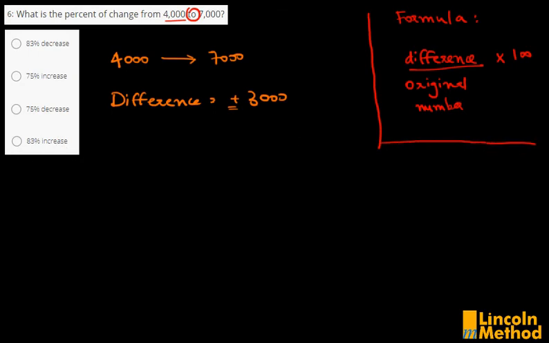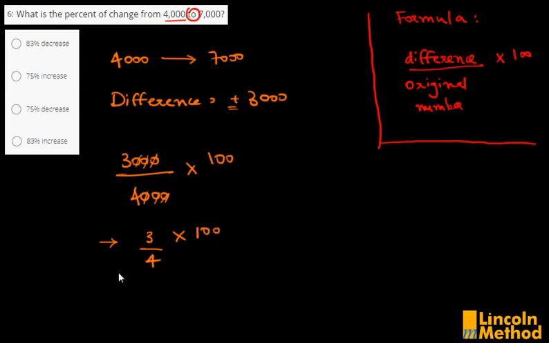So we know what the difference is. We also know what the original number is. So let's plug this information into the formula that we just wrote, and let's see if we can get our answer. So the difference is 3,000. The number that we started off with is 4,000, and we multiply these by 100. So let's cancel out the zeros first, and that leaves us with 3 over 4 multiplied by 100.